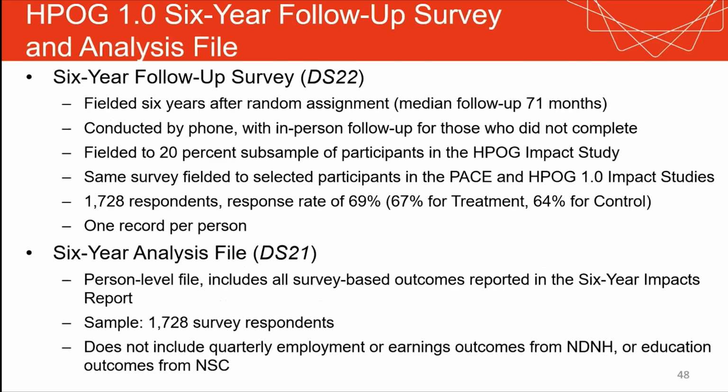In the HPOG 1 6-year follow-up survey and analysis file, again, these are the same as the PACE instrument. The 6-year survey was fielded to a 20% subsample of participants in the HPOG impact study. So it's a smaller sample than the prior rounds. And the analysis file contains all the survey-based outcomes that were reported in the report.